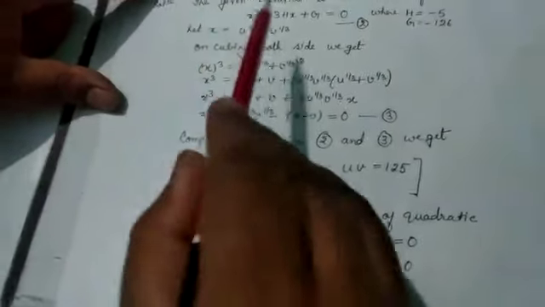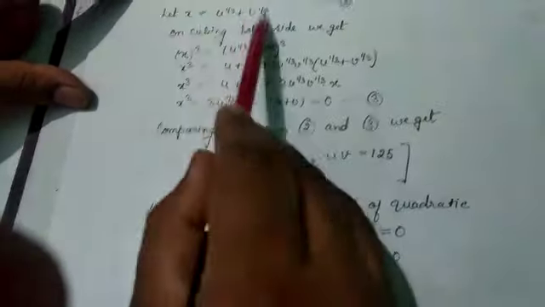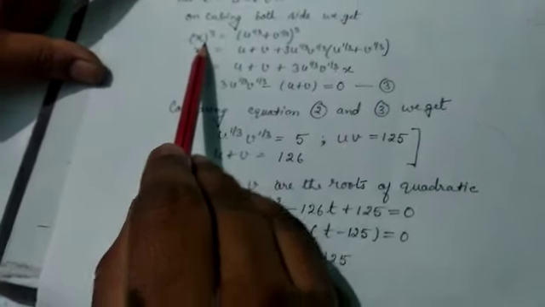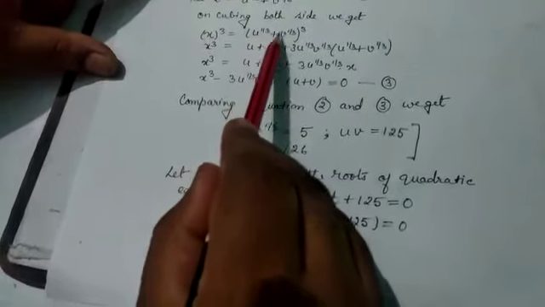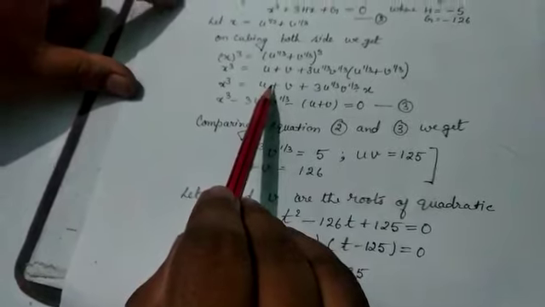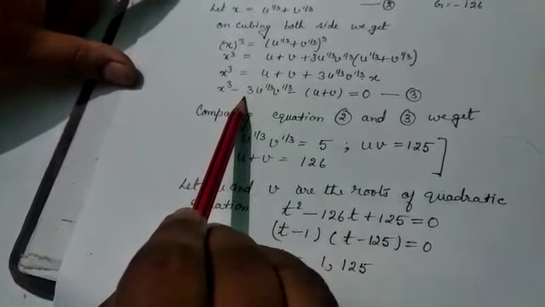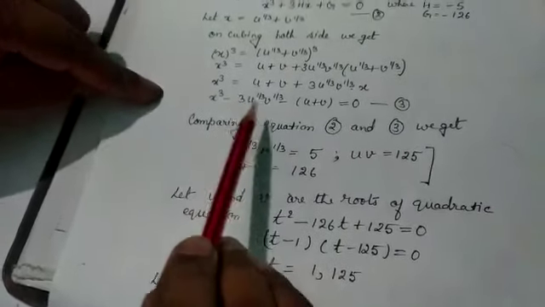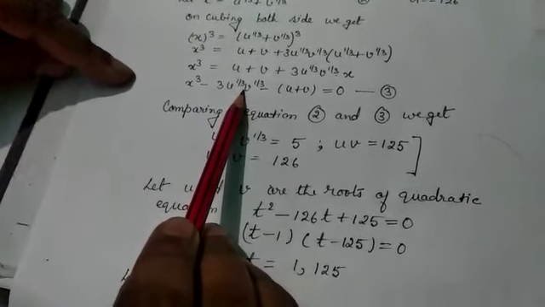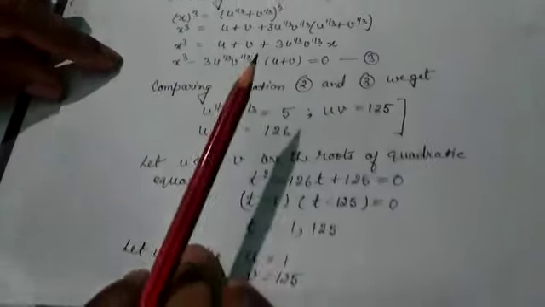Again we'll follow the same process. Let x be equal to u to the power 1 by 3 plus v to the power 1 by 3. Now on cubing both sides, we get x cube is equal to u to the power 1 by 3 plus v to the power 1 by 3 whole cube. And on cubing and taking the right hand side to the left hand side, we get the equation finally x cube minus 3u to the power 1 by 3 into v to the power 1 by 3 into x minus u plus v equals to 0. We'll take it as equation number 3.